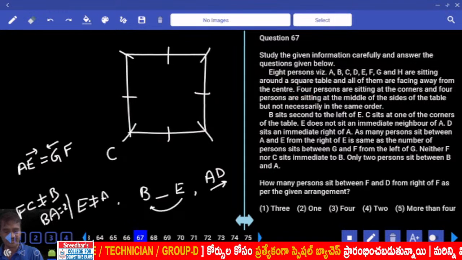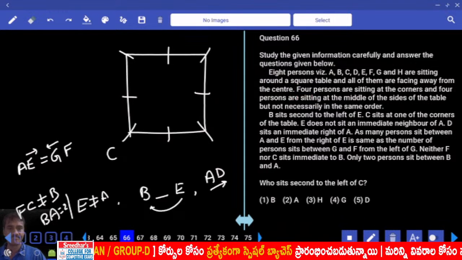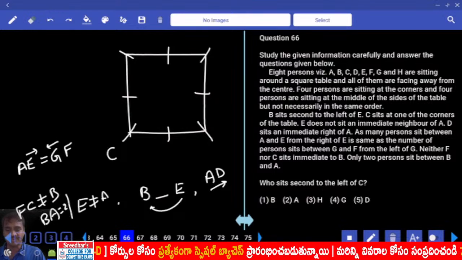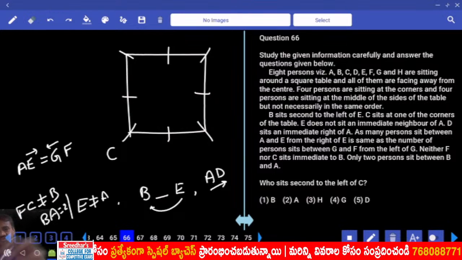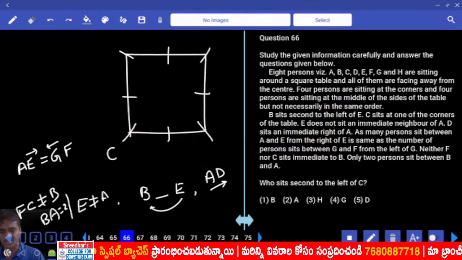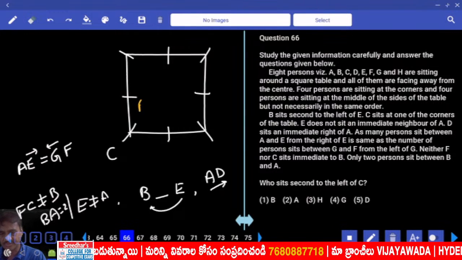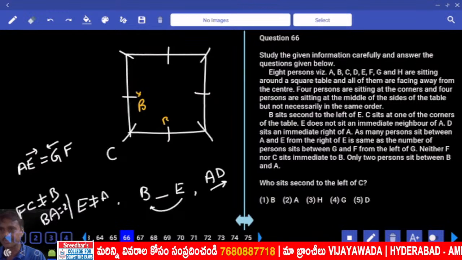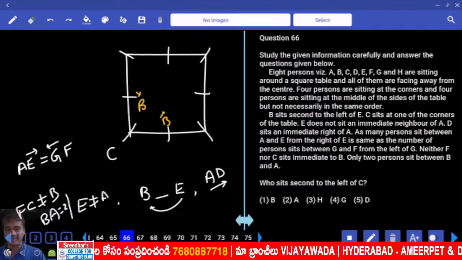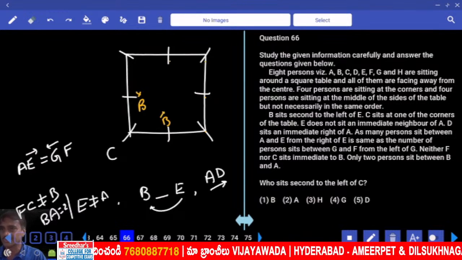Now, what is the possibility we are talking about? B is seated second to the left of E. Earlier we have checked out all the possibilities. What are the possibilities we have checked out here? B and C are not adjacent to each other. Now B is here. Earlier we have checked out all these possibilities.